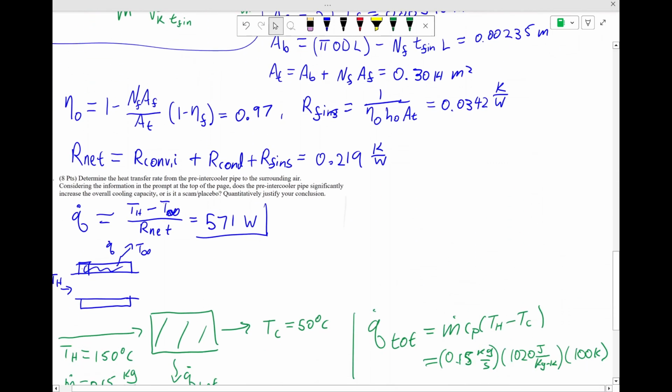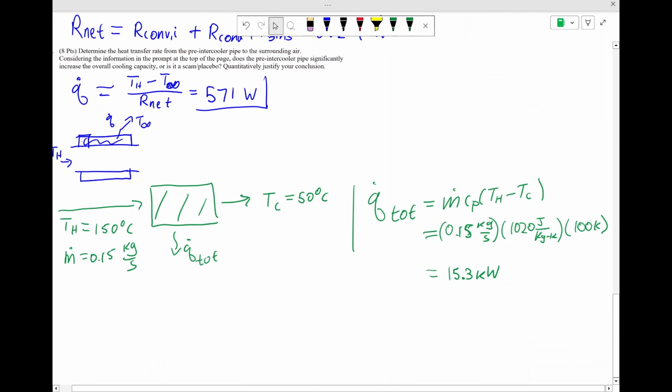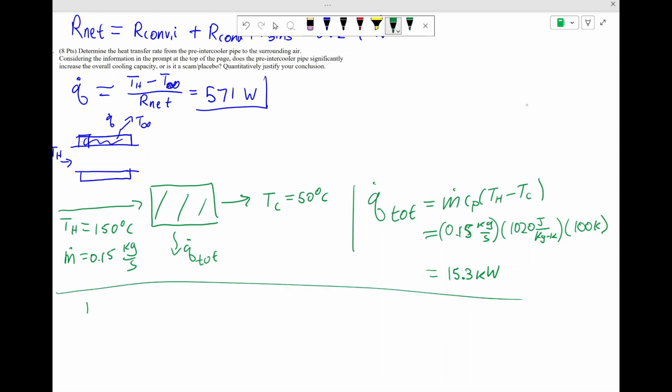So the pre-cooler just provided 500 some watts, so really just a couple percent of the total heat load. So our conclusion here is that this pre-intercooler pipe doesn't really do much. In other words, it's only going to get you like a couple percent of the way towards the total amount of heat transfer you need to achieve in this intercooler. So this pre-intercooler pipe really isn't worth it, I would argue in general. Just put a regular pipe there, don't worry about it.